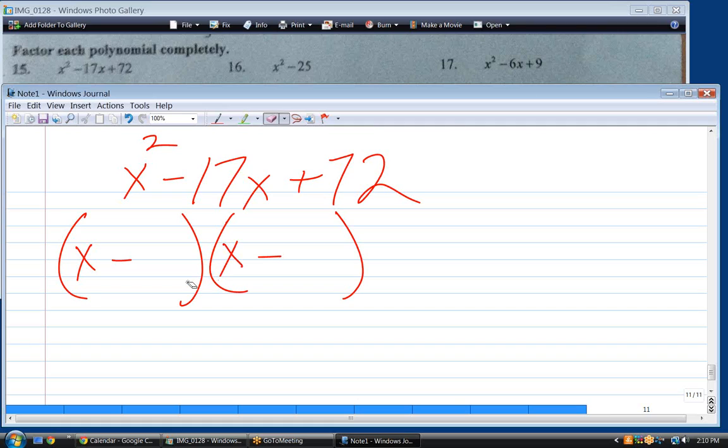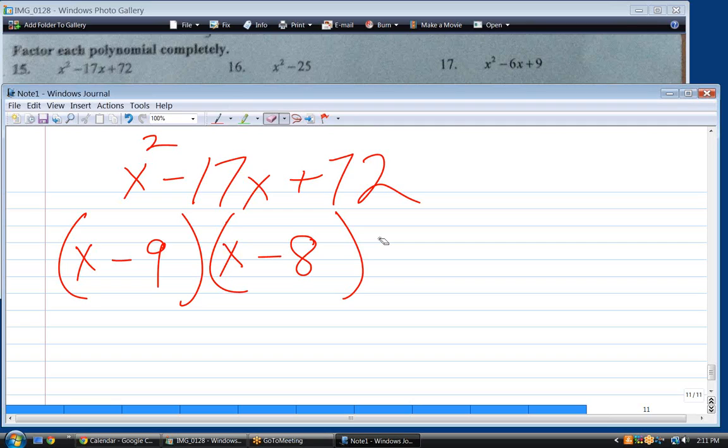Step 3, factors of 72, not plus 72, but 72. By factors, I mean two numbers that multiply together to give you 72. That add, because of that plus sign, to the number 17. Well, that would be 9 and 8. And 90% of factoring problems are going to be this simple, that you can use those 3 steps.